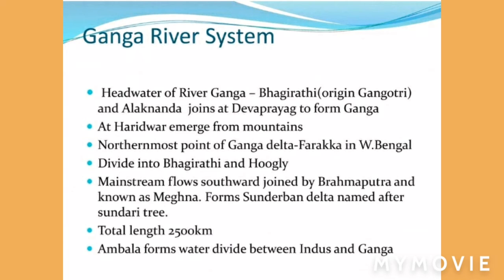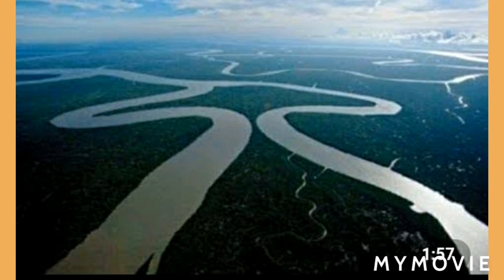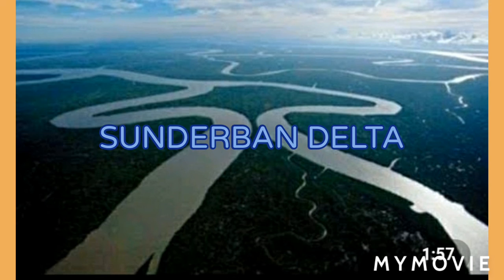Ambala is located on the water divide between the Indus and the Ganga river systems. The plain from Ambala to Sundarban stretches over nearly 1800 kilometers, but the fall in its slope is hardly 300 meters. In other words, there is a fall of just 1 meter for every 6 kilometers. Therefore, the river develops large meanders. This mighty river, with waters from Ganga and Brahmaputra, flows into the Bay of Bengal. The delta formed by these rivers is known as the Sundarban Delta.